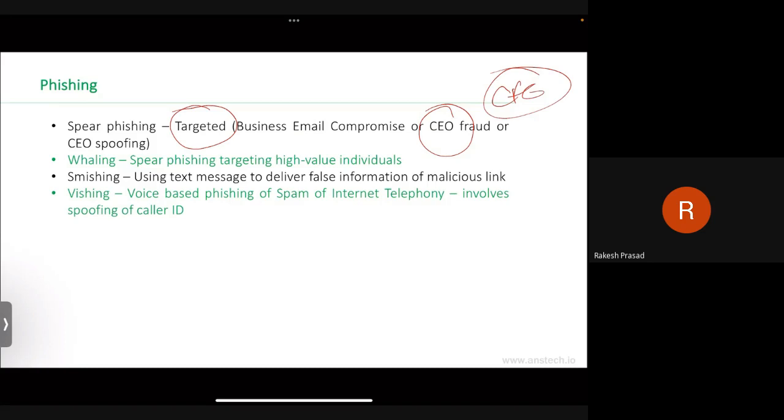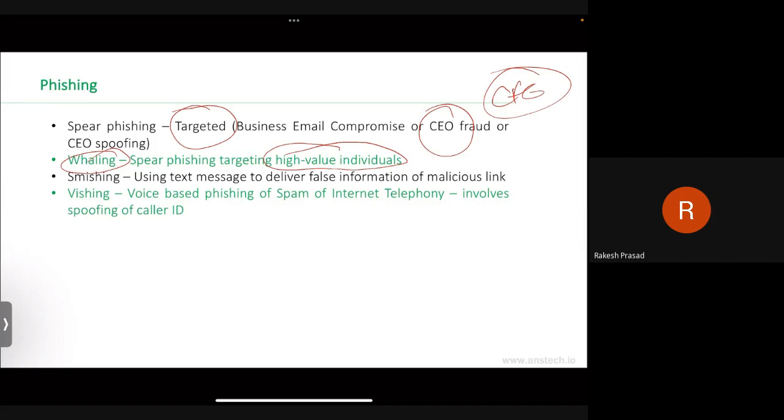It is targeted. Remember that. Whaling is when it is targeting only high-value individuals. Remember this: whaling is when they know, okay, this guy is a big shot. This person might have a lot of money. Let's spear phish him and get money out of it.